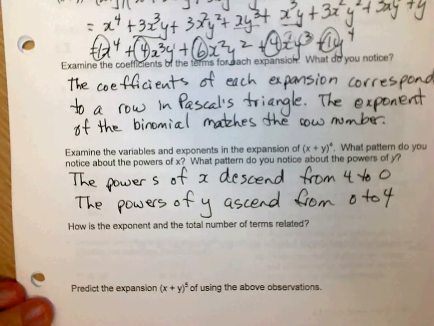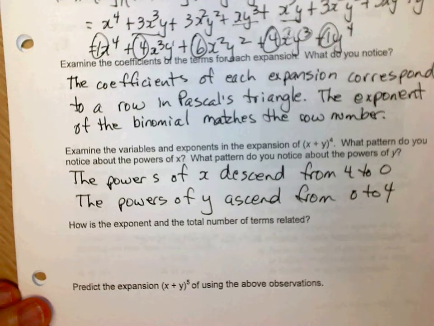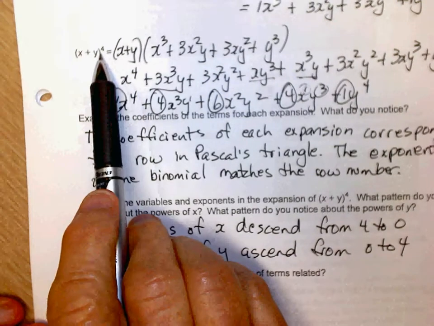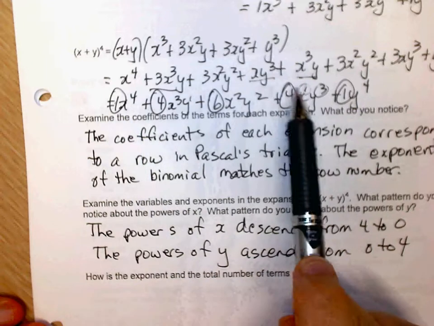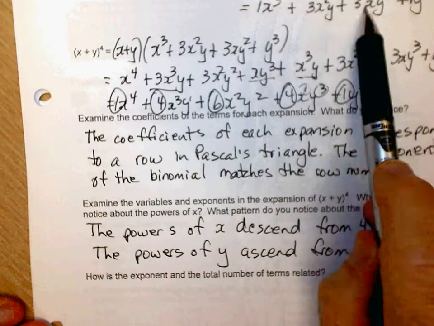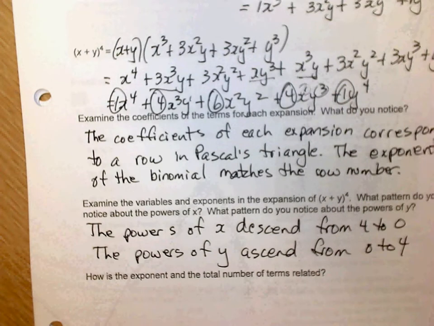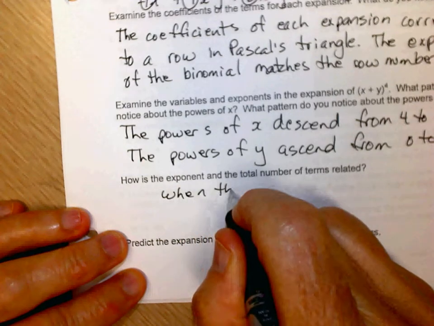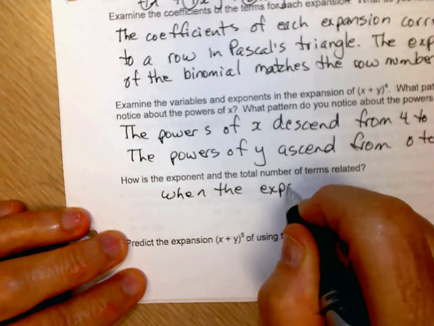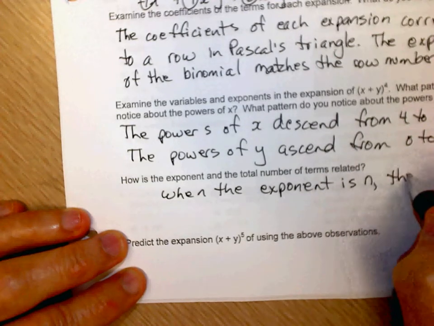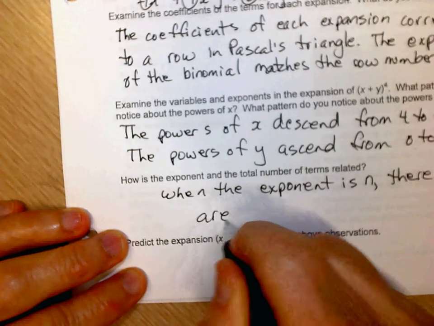How is the exponent and total number of terms related? Well, when the exponent is 4, we have 1, 2, 3, 4, 5 terms. When the exponent is 3, we have 1, 2, 3, 4 terms, right? So, when the exponent is n, there are n plus 1 terms.